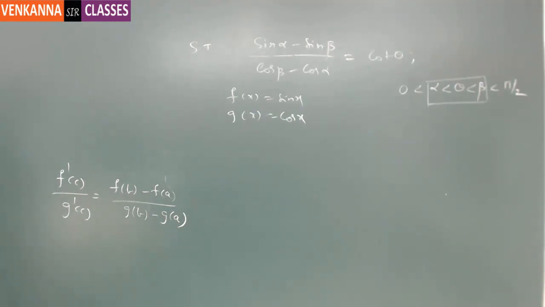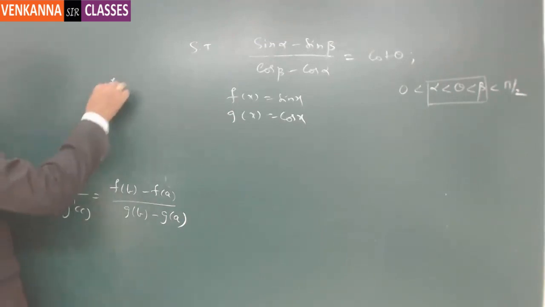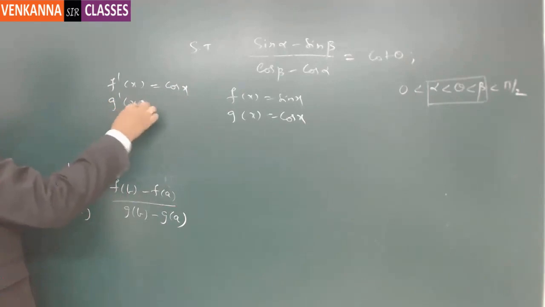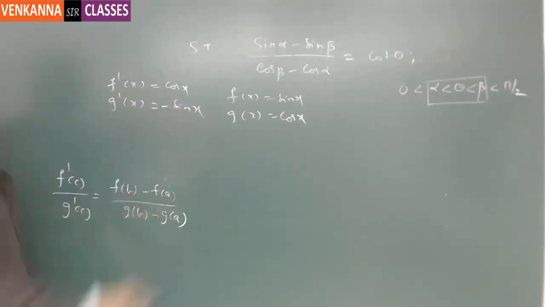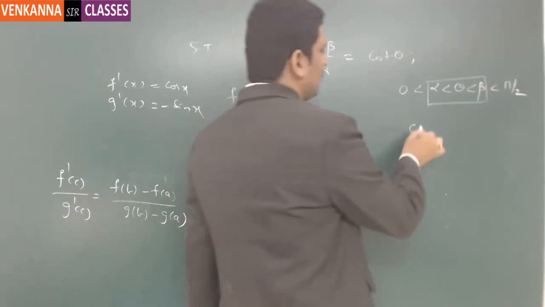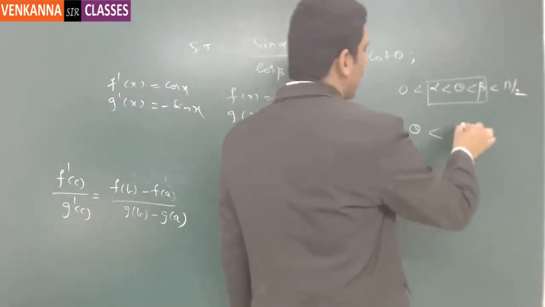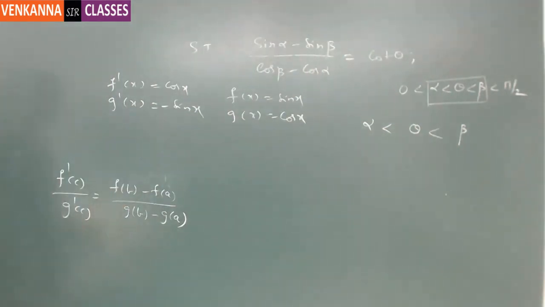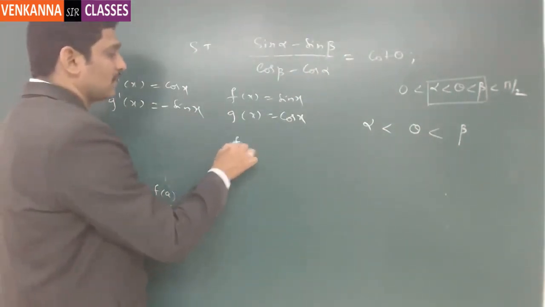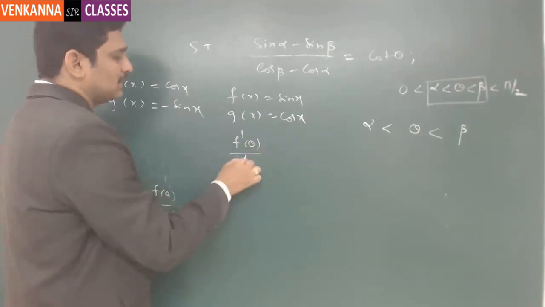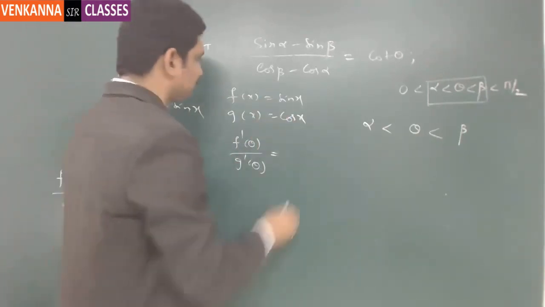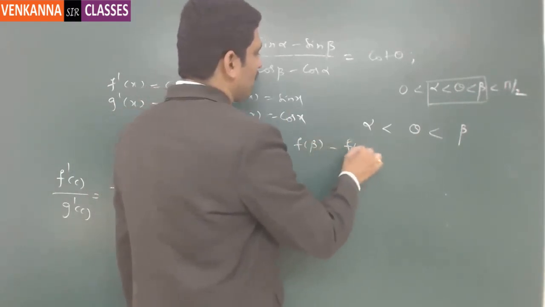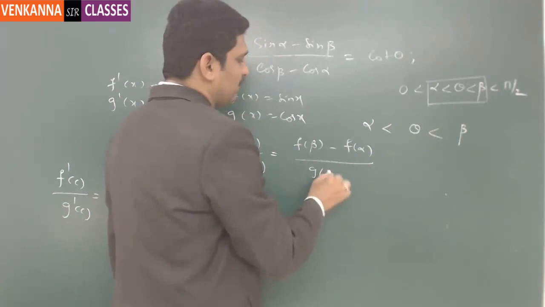So if you consider the derivatives, f dash of x is equal to cos x, g dash of x is equal to minus sin x. So you are going to get theta, which is lying between alpha and beta, as per Cauchy's mean value theorem, such that f dash of theta by g dash of theta is equal to f of beta minus f of alpha by g of beta minus g of alpha.